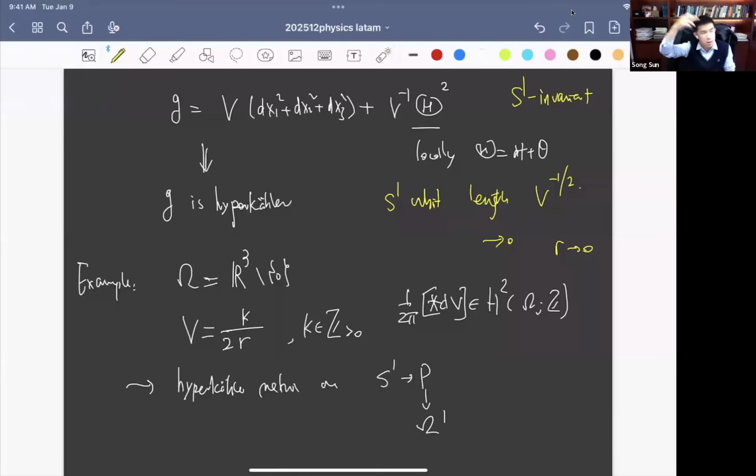So this metric has an S1 action, an isometric action preserving the hyperkähler structure, and the orbit tends to 0 at this point. In other words, the singularity of V corresponds to a fixed point locus of the S1 action. And that's why the topology could be more interesting, because if you have a free S1 action, then you just twist the product. But when you have a fixed point, then it's interesting. And the local model is given by the following.